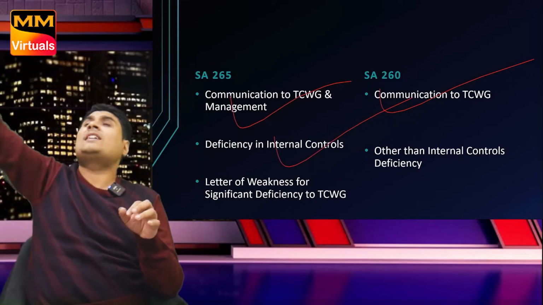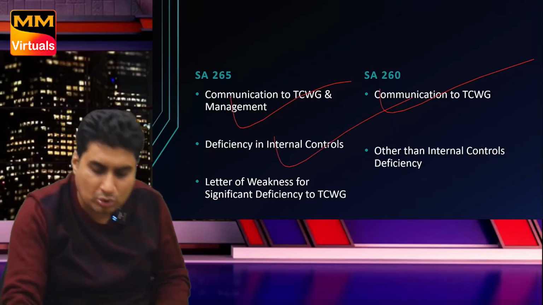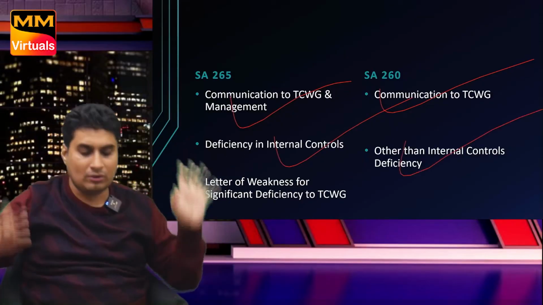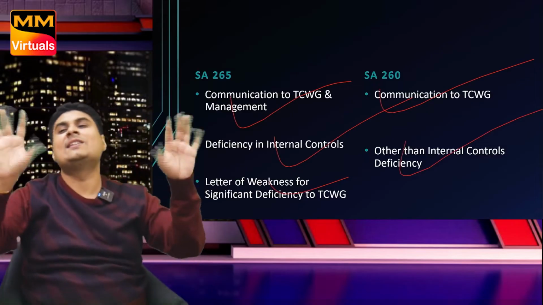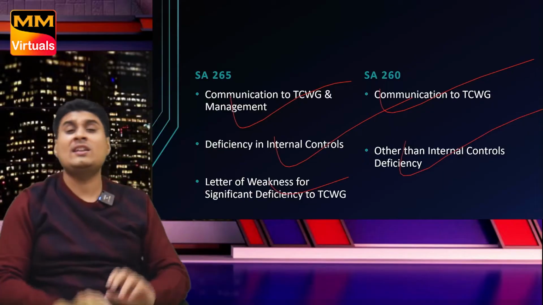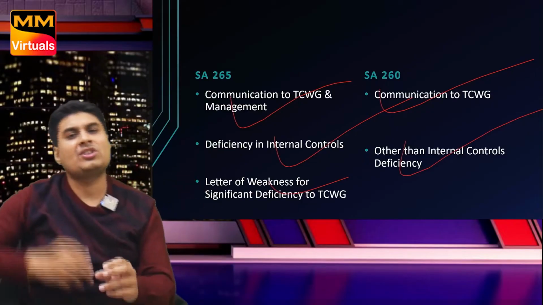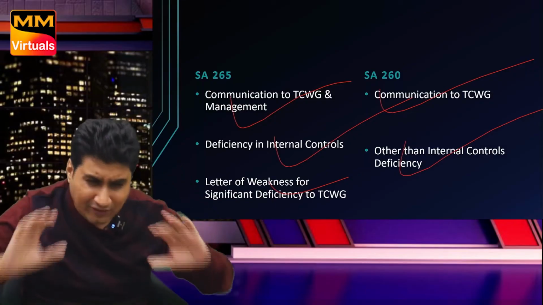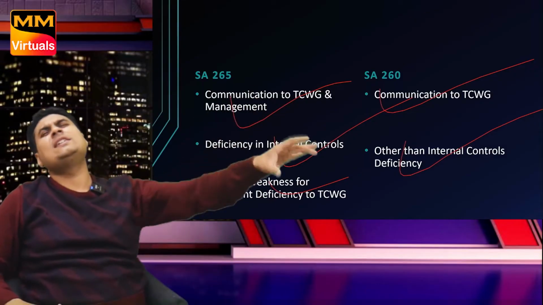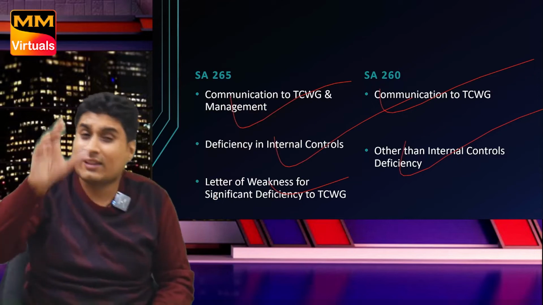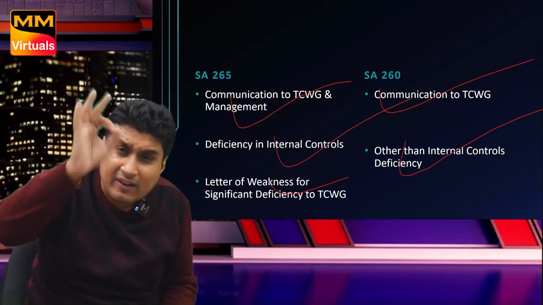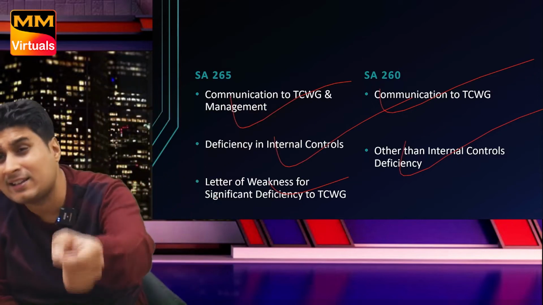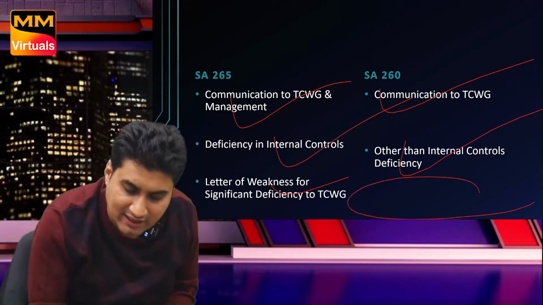Any other matter I want to tell to TCWG, 260 is there, other than internal control. Your letter of weakness is there. For significant deficiency, I will write description of deficiency, their effect, and sufficient information to enable TCWG to understand the context. Letter of weakness is written. For significant deficiency, 1 mark MCQ. Which letter is there? Letter of weakness. Here no such letter is there.